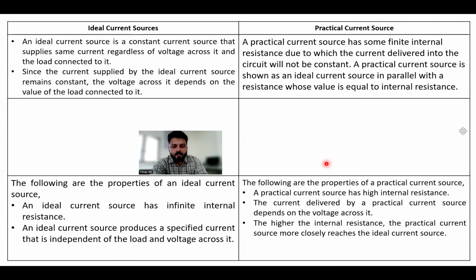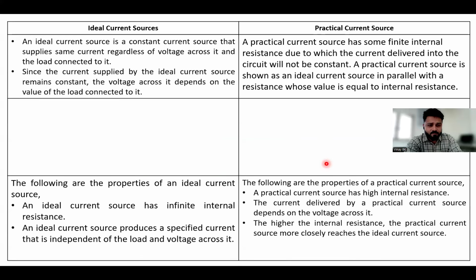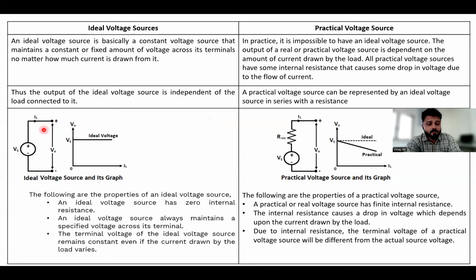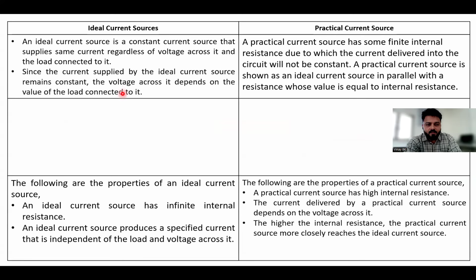And the next is the current source. So, ideal current source and practical current source. In the case of the voltage source, for the ideal one there is no internal resistance connected in series to the source voltage. For the practical one, there is an internal resistance which is connected in series. For current, it is vice versa. An ideal current source is a constant current source that supplies the same current regardless of the voltage across it and the load connected to it.